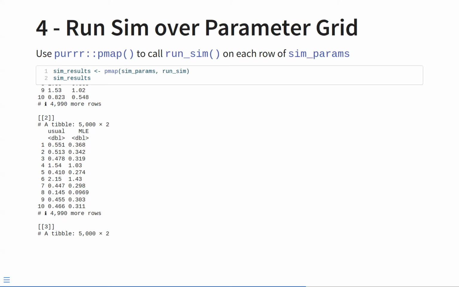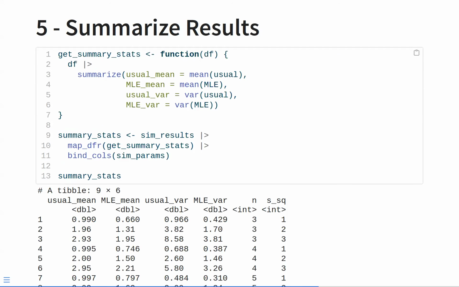So we do 5,000 replications, but each of those replications has a sample size of, say, 5 or 3, depending on which row of simparams we are looking at. And again, because there are 9 rows of simparams, each of which corresponds to a particular pair of values for the sample size and the population variance, when we apply pmap, we're going to get a list with 9 elements. Each of them is a tibble with 5,000 rows and 2 columns. All right, now we are done.